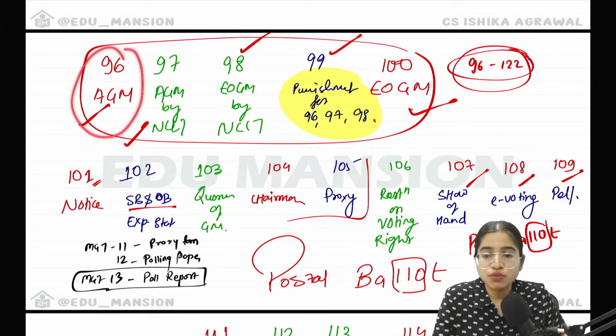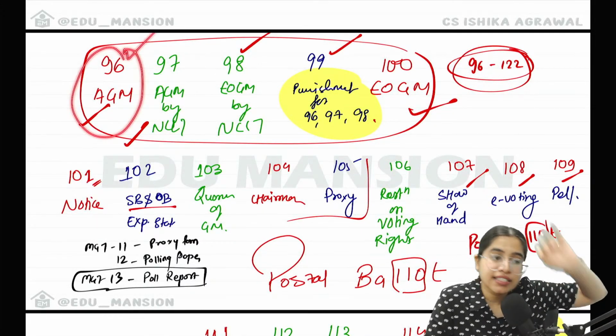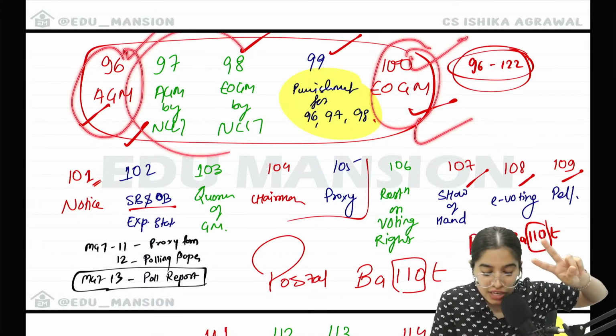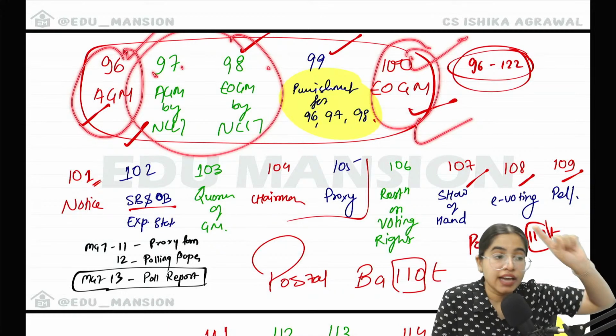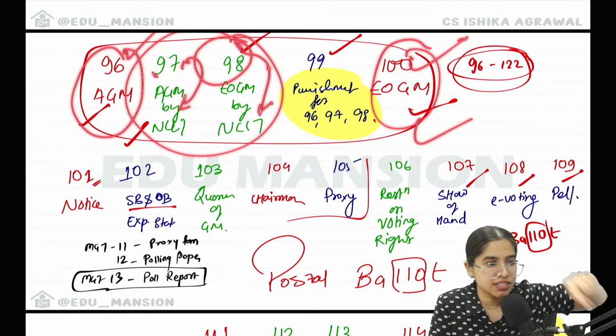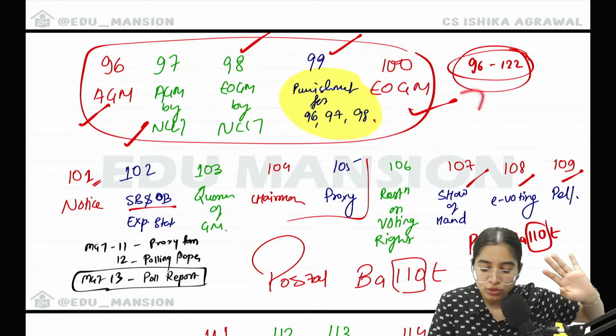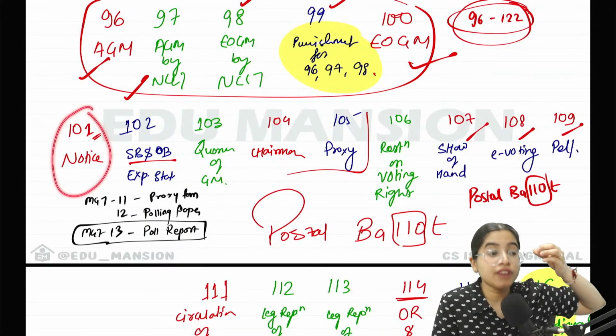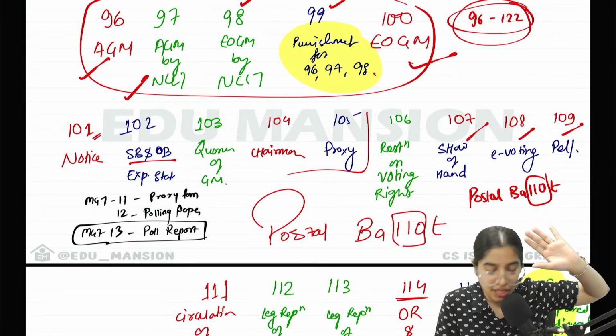Section 96 was for AGM, 100 EOGM. After that two sections were similar, 97 and 98. 97 was for AGM by NCLT, 98 was for EOGM by NCLT and 99 was punishment. So we memorized these 5 sections together. After that we studied 101, the notice, the auspicious envelope, 101.